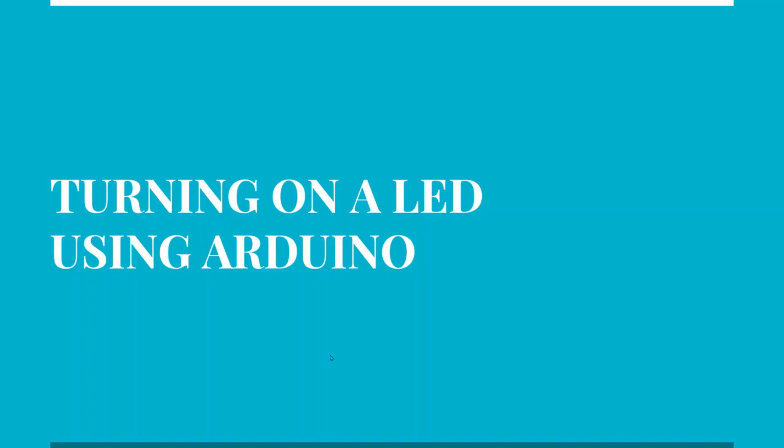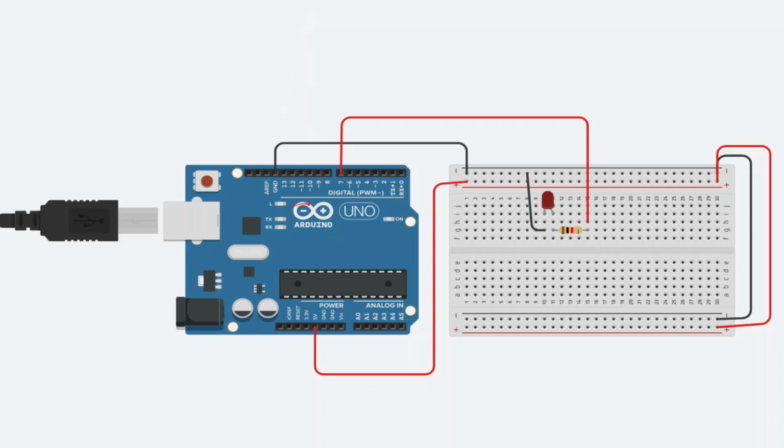So we'll teach you how to turn on an LED using Arduino. First thing for this project, we are going to need an Arduino Uno board, a breadboard, an LED, a resistor, and some jumper wires.